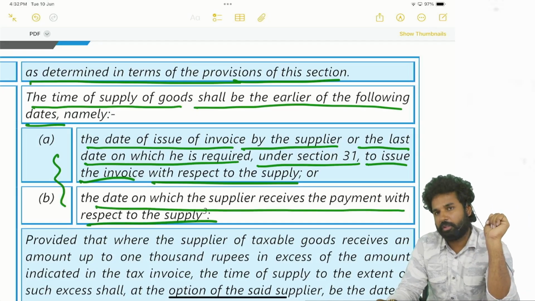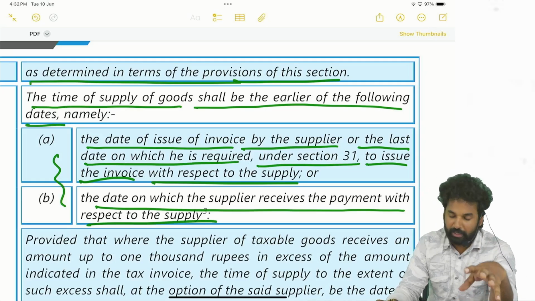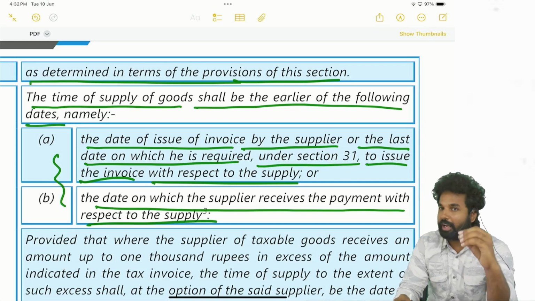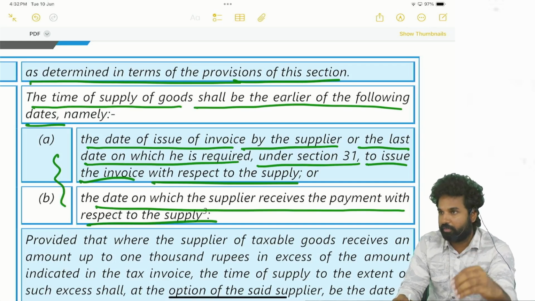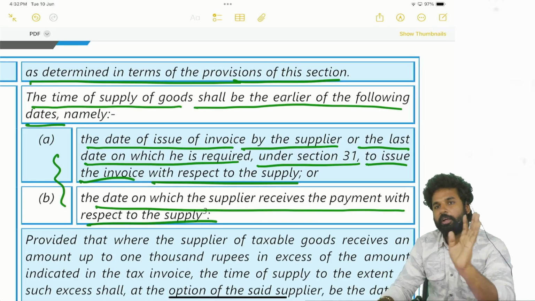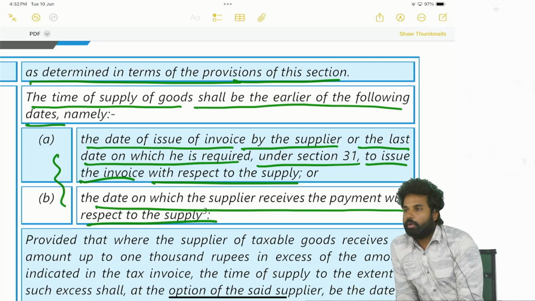That means whenever he is receiving the payment. So in a way we can say that date of invoice, last date of invoice, or date of payment, whichever is earlier. If these are three different dates, the earliest date will be the time of supply. If it is falling under May month, by June 20th you have to make the payment.